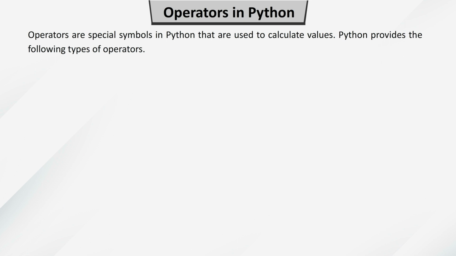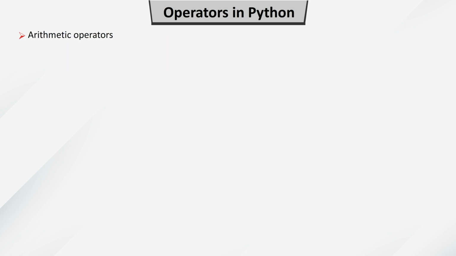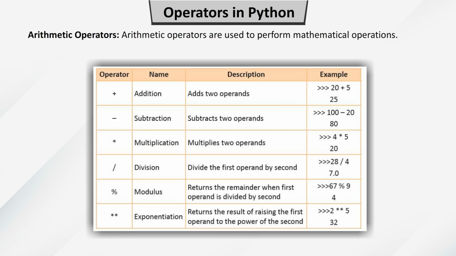Operators in Python. Operators are special symbols in Python that are used to calculate values. Python provides the following types of operators: arithmetic operators, assignment operators, relational operators, and logical operators. The following operators are used in Python. Arithmetic operators. Arithmetic operators are used to perform mathematical operations.